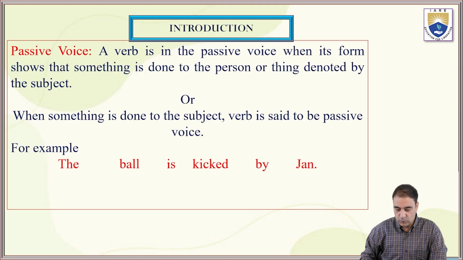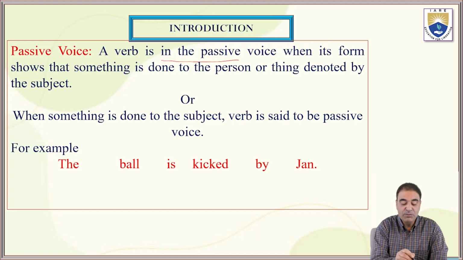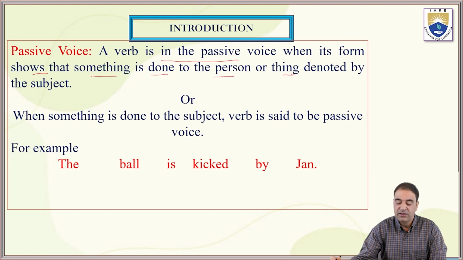Now, what's passive voice? The verb is in the passive voice when its form shows that something is done to the person or thing denoted by the subject. Or when something is done to the subject, the verb is said to be in the passive voice. What's this passive voice? When something is done to the subject, the verb is said to be in passive voice.